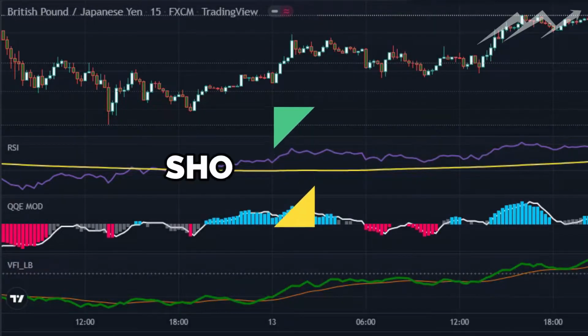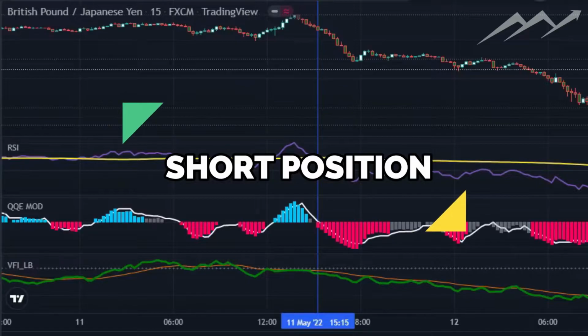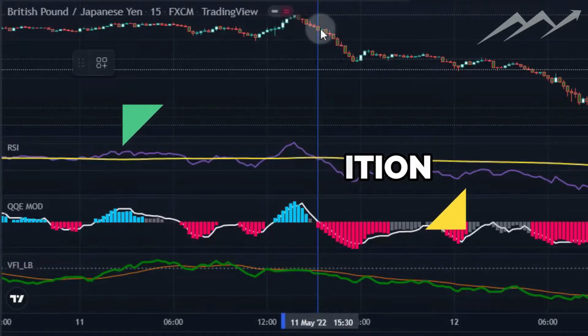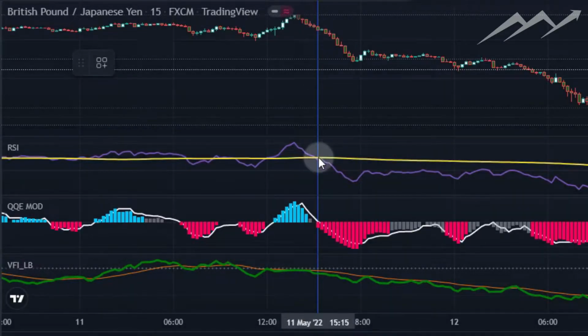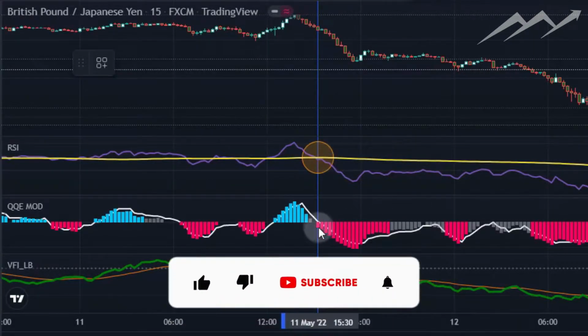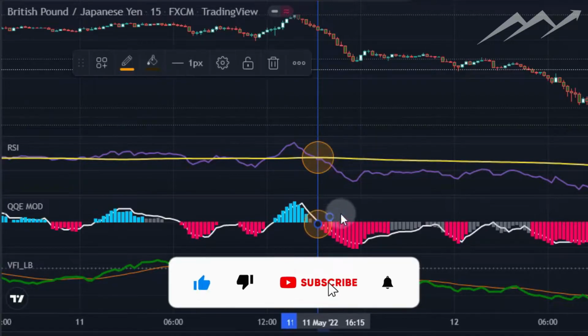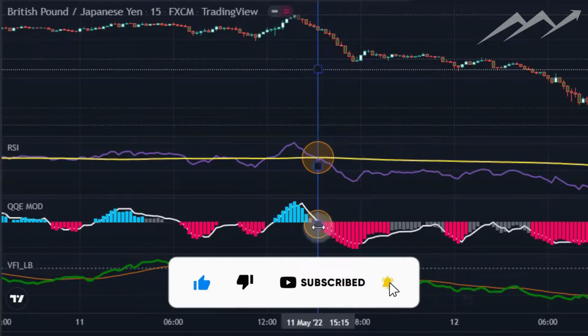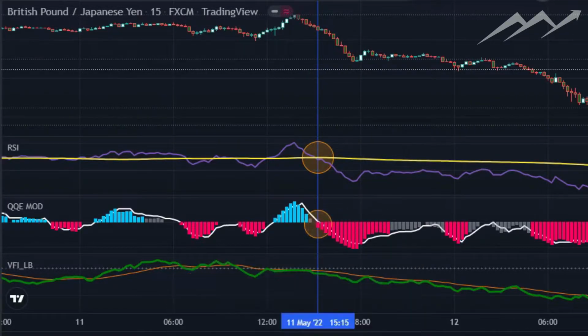So we're only going to be looking to sell if the RSI purple line is below this yellow moving average. This is a confirmation that we are in a bearish market. Next thing we will need to have is a new red histogram appeared on this QQE MOD indicator. And lastly this orange line of this volume indicator has to be above the green line. And they both have to be below this zero level. We see here we've got all our conditions met.